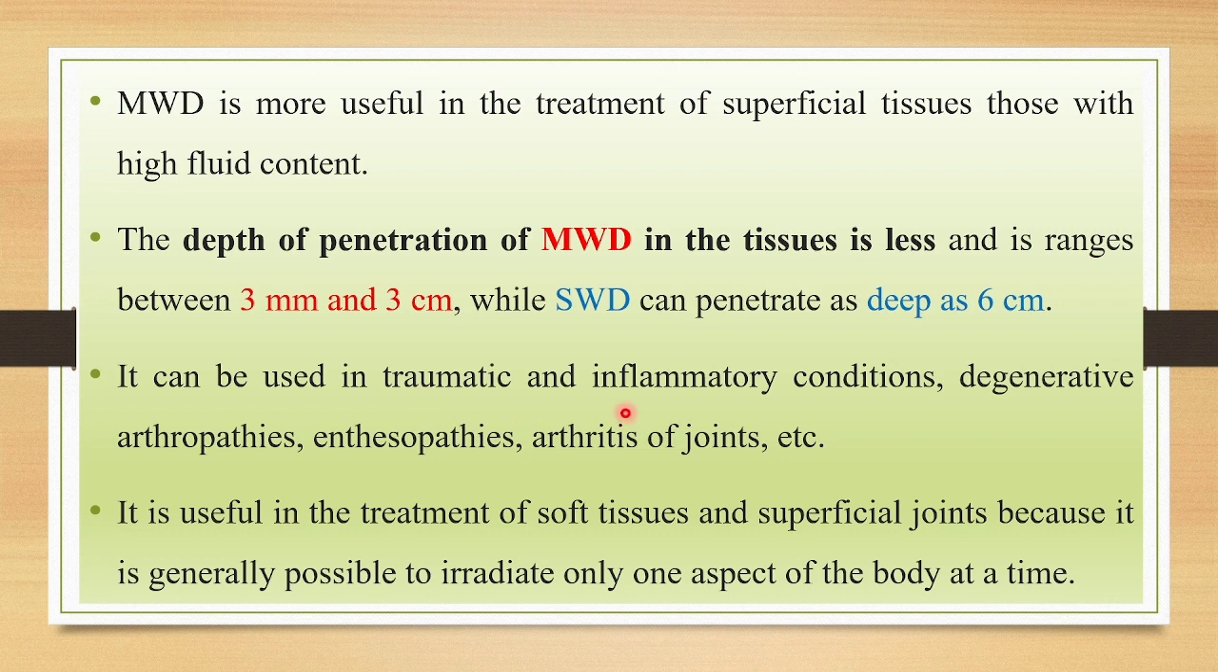It can be used in traumatic and inflammatory conditions, degenerative arthropathies, enthesopathies, arthritis, etc. It is useful in the treatment of soft tissues and superficial joints because it is generally possible to irradiate only one aspect of the body at a time. So microwave diathermy is mainly useful for treating superficial areas compared with shortwave, because shortwave has a higher penetrating power.